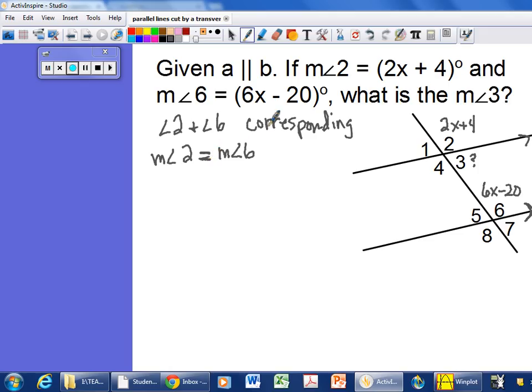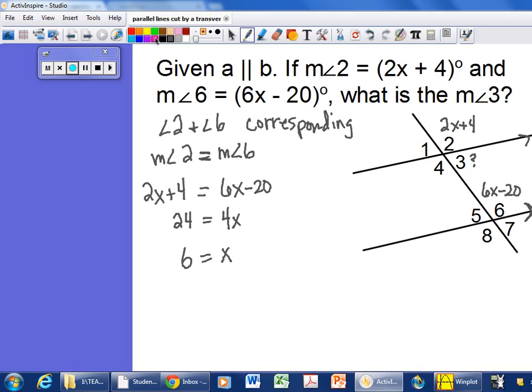So now that we've identified them and we know their relationship, we can substitute our two values, 2x plus 4 and 6x minus 20, to make an algebraic equation that we are then able to solve. So I'm going to add 20 to both sides, I'm going to subtract 2 from both sides, and then I finally end up with x equals 6. Okay? And that is fantastic that x equals 6, although the question is, what is the measure of angle 3?